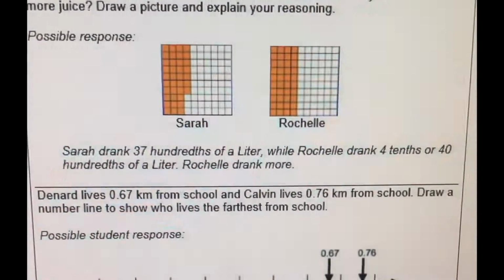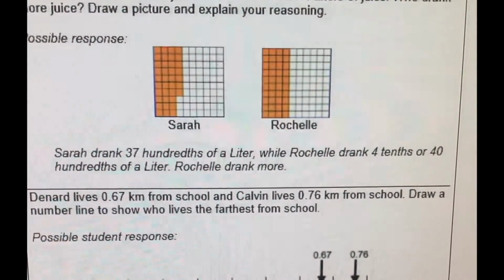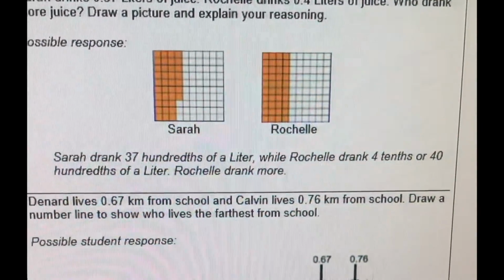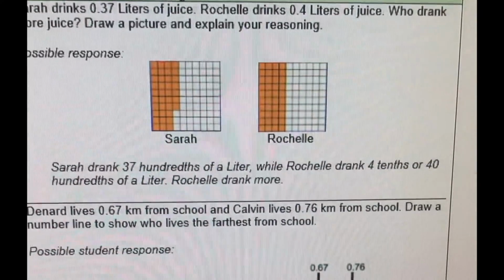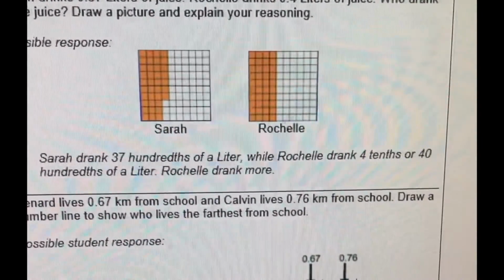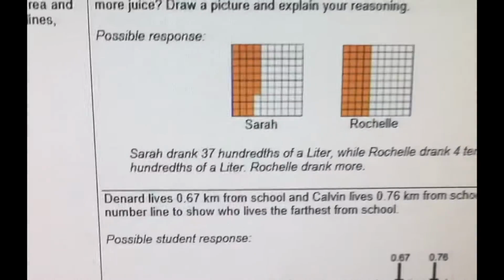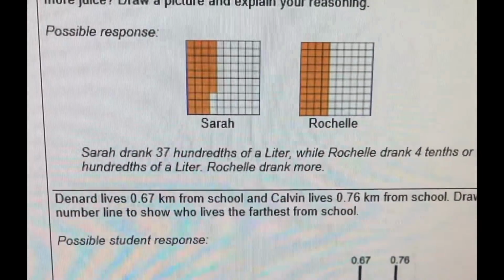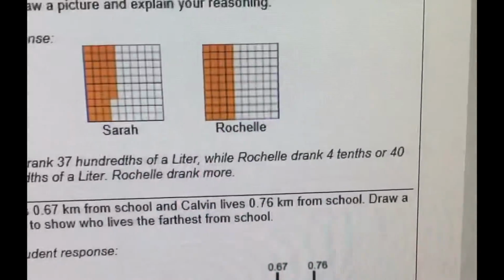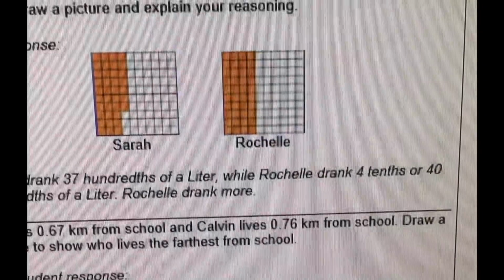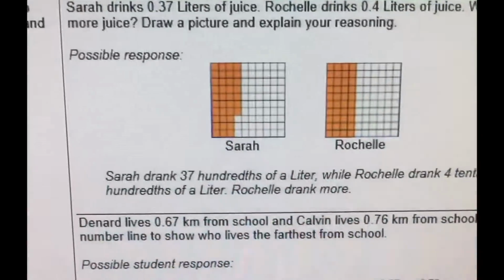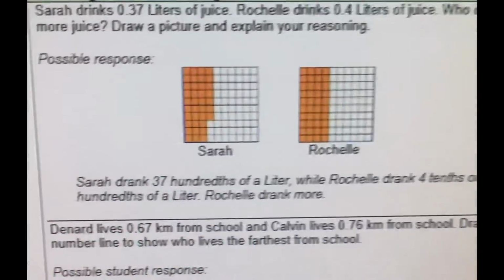So Sarah drinks 37 hundredths liters of juice. Rochelle drinks 4/10 liters of juice. Or if I know that it has to refer to the same whole, I'm going to go ahead and read it: Rochelle drinks 40 hundredths liters of juice, because the comparison says Sarah drinks 37 hundredths liters of juice. 40 hundredths is the same thing as 4/10. Who drank more juice? Draw a picture and explain your reasoning.